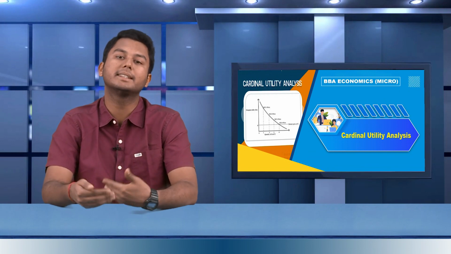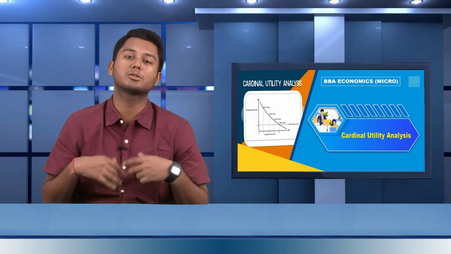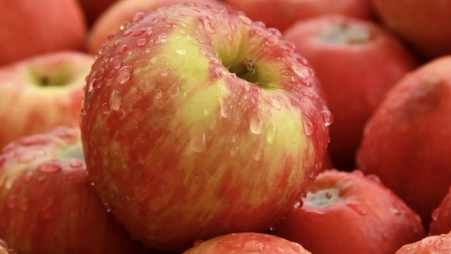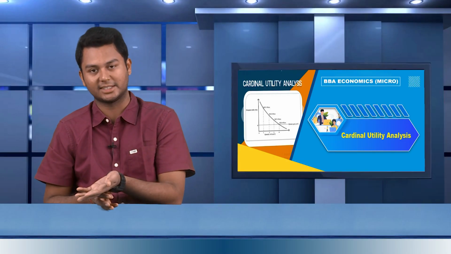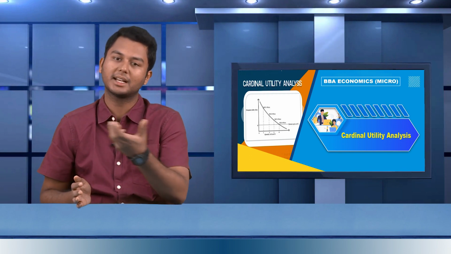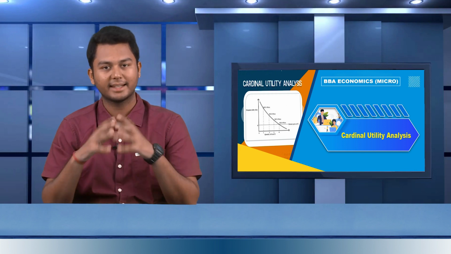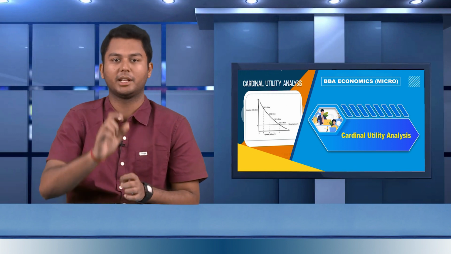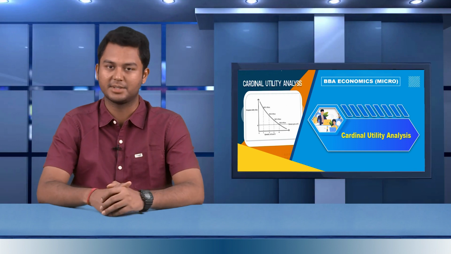In some books or in some texts, since you are calling them numbers, they are also called utils instead of units. So for example, one particular apple gives me 10 units or 10 utils of satisfaction. It is just another name given to a numerical representation. The core idea of this theory is that you can represent the satisfaction that you derive in terms of a particular number. This approach makes several key assumptions.